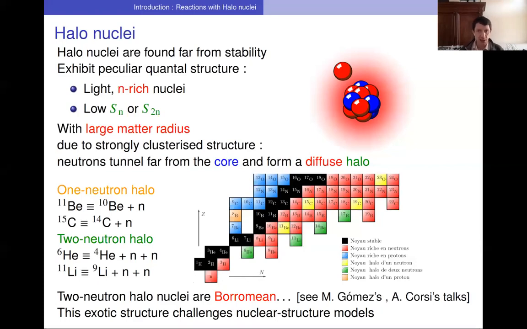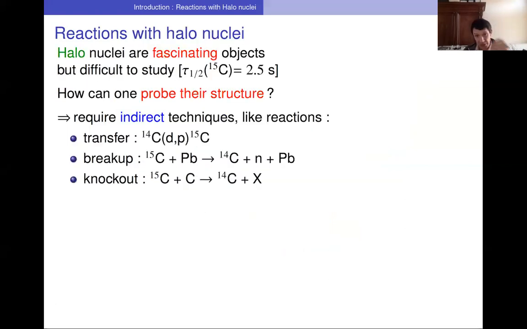So these exotic systems, because you have this diffuse halo around the compact core, are a significant challenge for nuclear structure models, which usually assume that the nucleus is a compact object. And so it's important to better understand the nuclear structure at the stability and beyond, how that structure appears, and learn more about these nuclei.